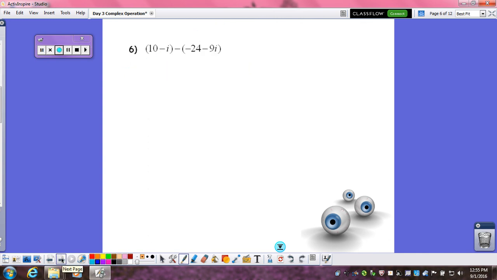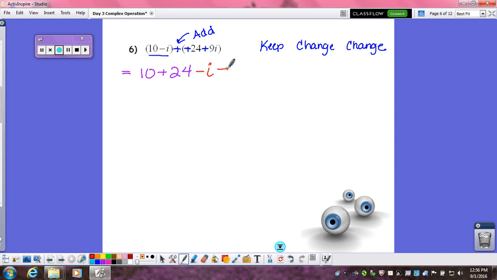For number 6, we have a subtraction. We are going to keep, change, change. What I mean by that is keep your first, change to a plus, change all your signs after. So now we've created an addition. So we have 10 plus 24, -i plus 9i. So we have 34 plus 8i.